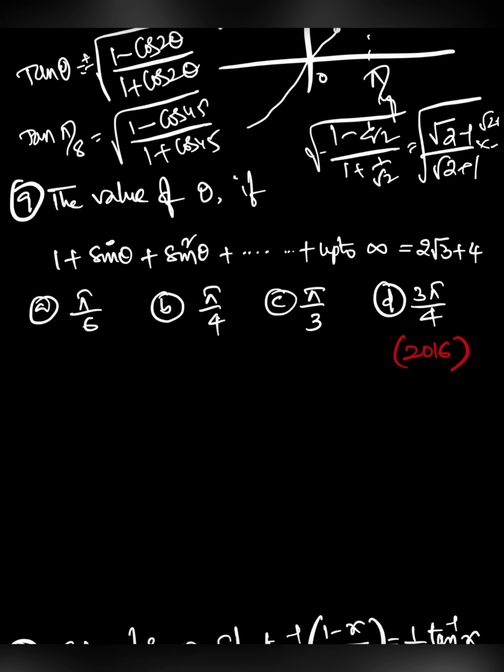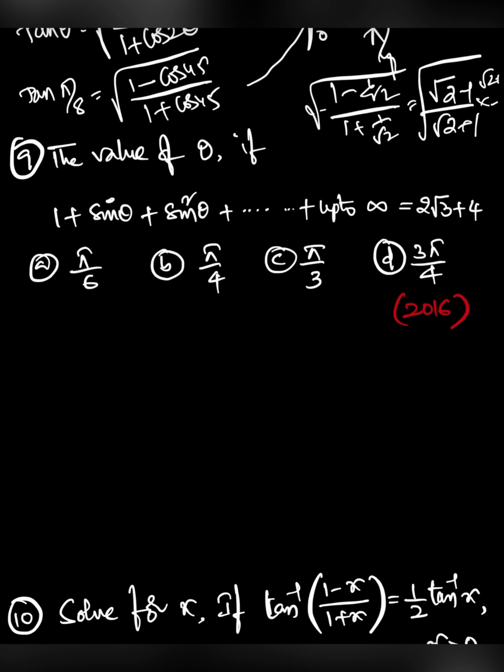Next, I just want the value of theta in case of this: 1 plus sin theta plus sin square theta up to infinite terms. In case of this it is a GP, and the sum of infinite terms formula is a by 1 minus r. So it is 1 by 1 minus sin theta, which is 2 root 3 plus 4, right? Now I just want to take 2 root 3 plus 4.